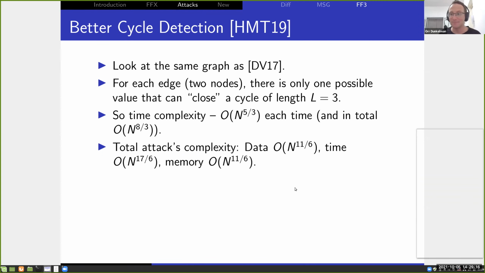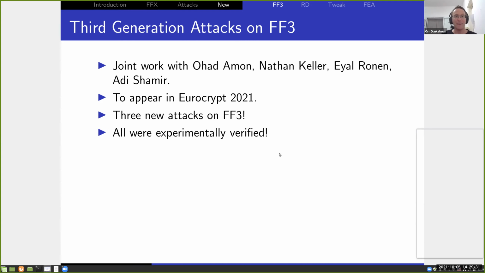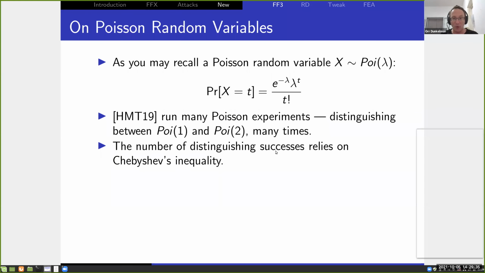Is everybody happy now? We're getting close to the end. So, okay, I'm going to rush through our improvements. First of all is how to do it better, and this is a paper to appear in 2 weeks with Ohad Amon, Nathan Keller, Eyal Ronen, and Adi Shamir. These are 3 new attacks on FF3. Everything was experimentally verified. Everything works.